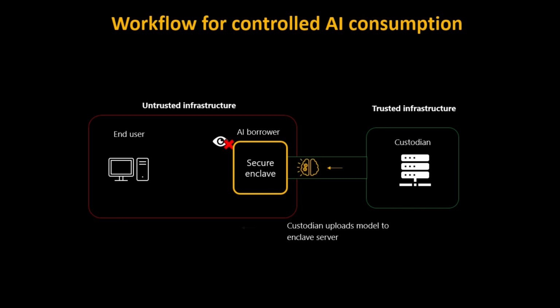Once the custodian knows they're talking to an enclave, they upload the model securely. The model can then be consumed by untrusted parties, but the hardware guarantees that the weights are never directly accessible through memory isolation.